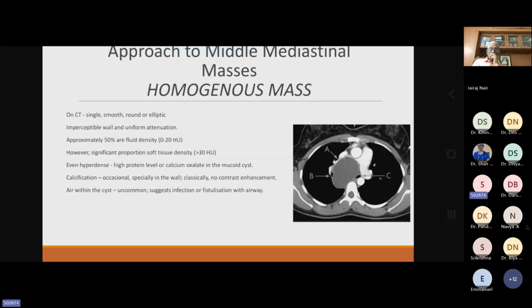On CT, a single smooth round or elliptical mass is seen with uniform attenuation. Approximately 50% of them are of fluid intensity, ranging from 0 to 20 Hounsfield units. However, a significant proportion have soft tissue density of more than 30. Even hyperdense attenuation, from high protein level or calcium oxalate, is seen in the mucoid cyst. Calcification is occasional, especially in the wall, classically with no contrast enhancement. Air within the cyst is uncommon. If it is present, it is suggestive of infection and fistulization with air.